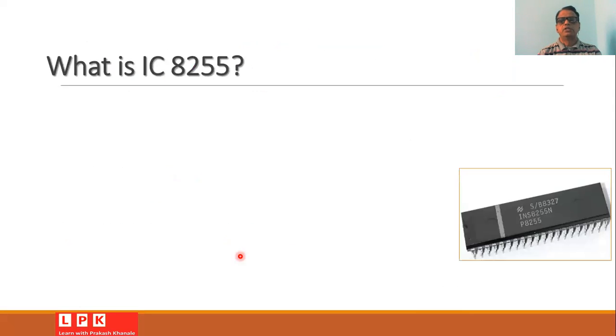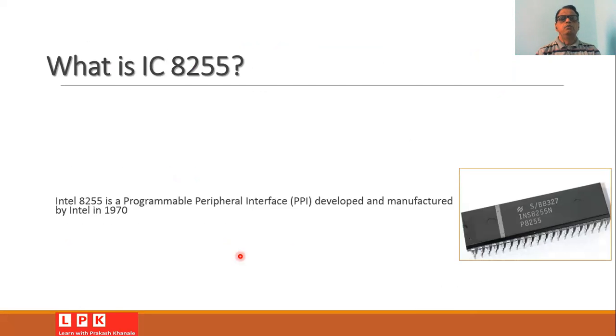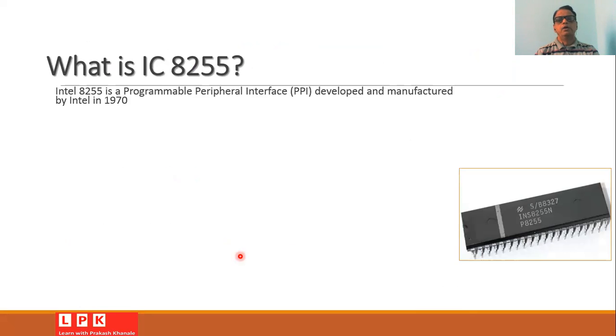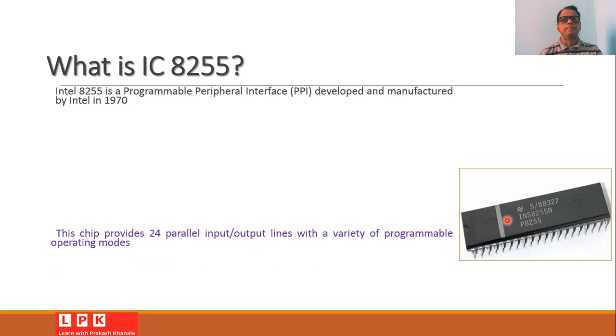So let us start the session with the question, what we mean by IC 8255. IC 8255 is called a PPI or Programmable Peripheral Interface. This IC was developed and manufactured by Intel. As shown in this photo, you can observe that this IC 8255 is a 40-pin IC.